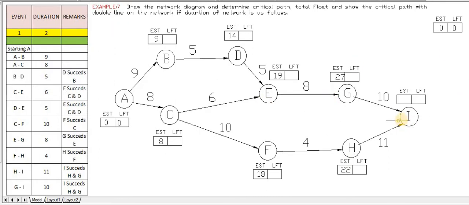Next, what is the next activity? This I has two converging points, G to I and H to I. These are the two converging points for the last activity, I. So we will see H to I: 11 plus 22 is 33. What about this? 27 plus 10 is nothing but 37. Out of this 33 and 37, the maximum value is 37. So we will paste it here as 37.